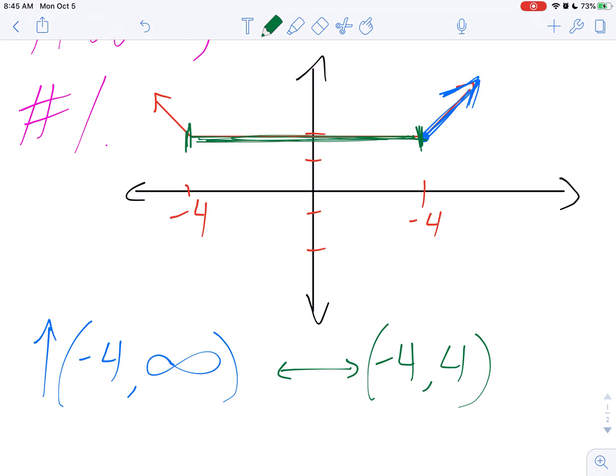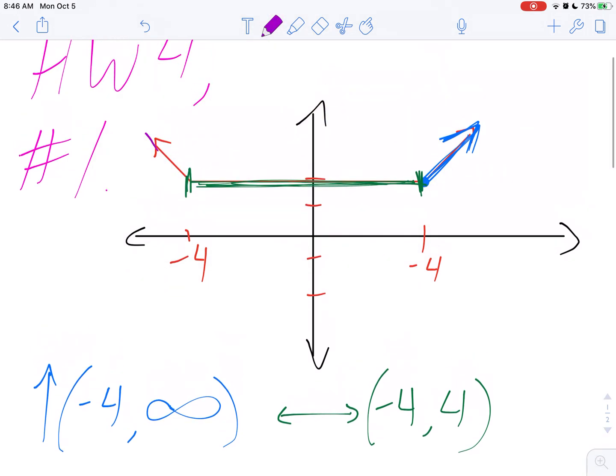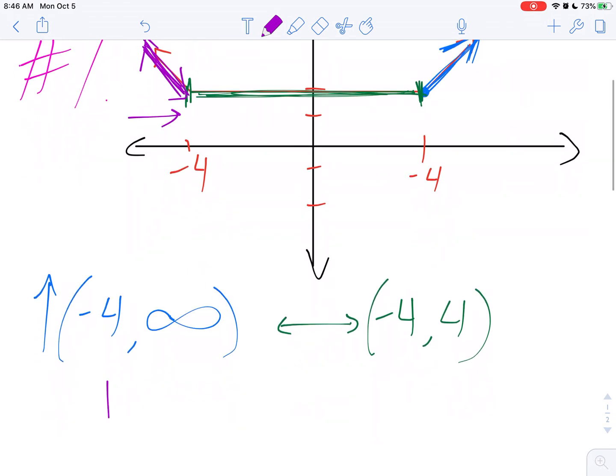Then on my question, they're going to ask, where is it decreasing? Well, the last little part where it's decreasing actually is right here where I'm doing it in purple. Again, you have to think of this as reading the graph from left to right. So as you read the graph from left to right, this curve is actually going down. It's got a negative slope. So we use a down arrow for that, and that's going to be -infinity over to -4.